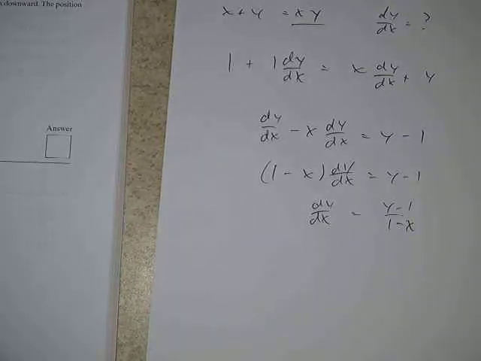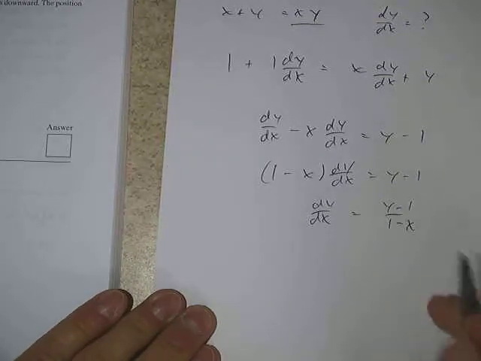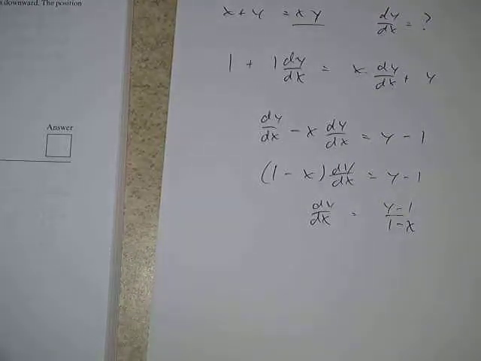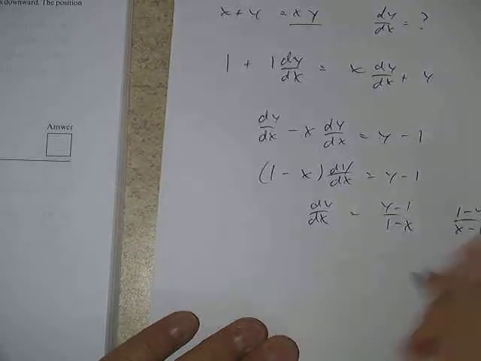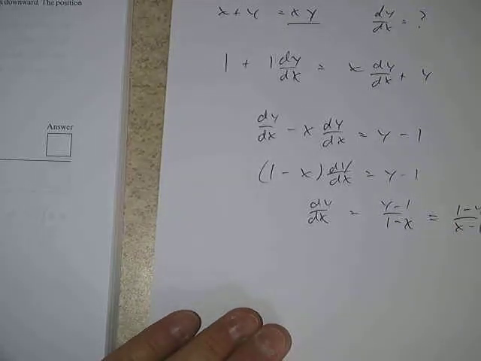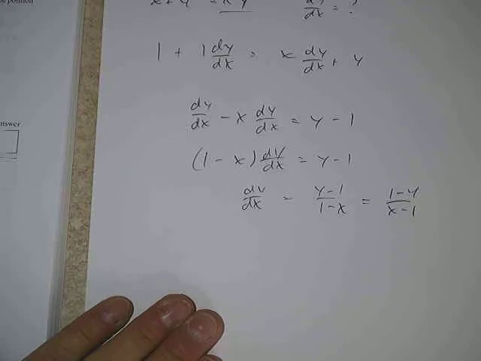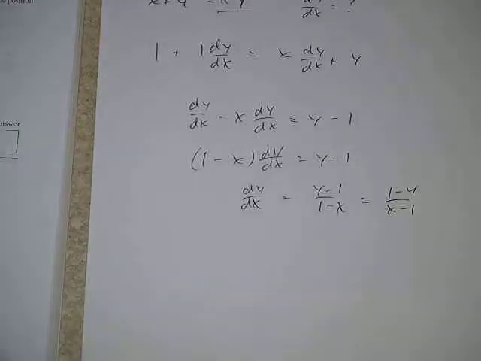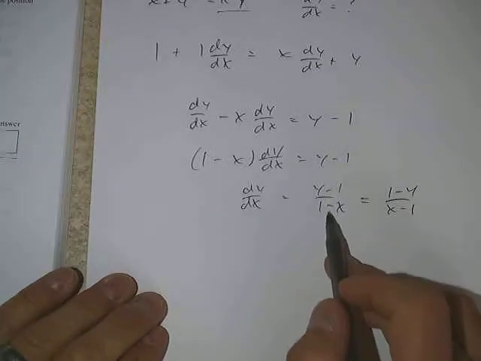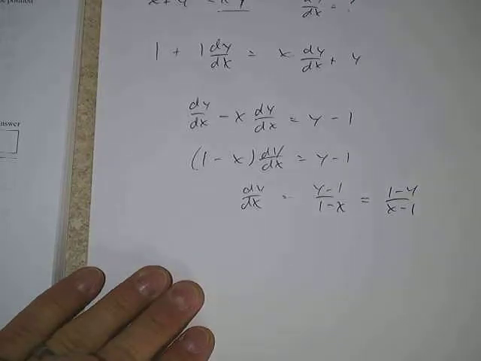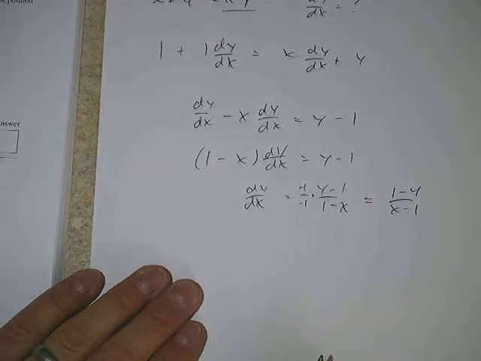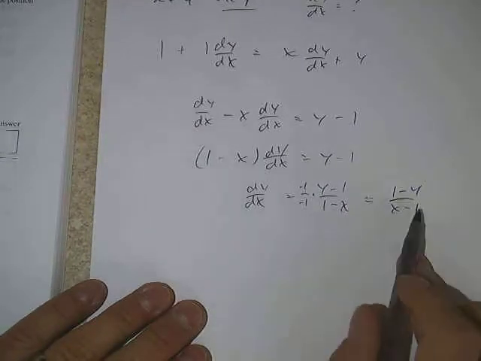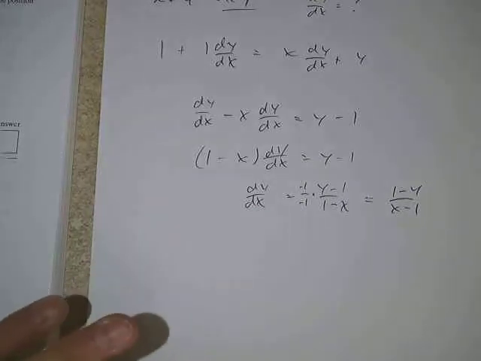Remember our strategy after we differentiate each piece with respect to x is to get the dy dx stuff on one side and the other stuff on the other. So we'd have dy dx over here minus x dy dx over here, and over here we'd have y minus 1. If we factor out a 1 minus x from our dy dx, we get dy dx equals y minus 1 over 1 minus x. Let's check our choices and see if that's an option. Do we have a y minus 1 over 1 minus x? Nope. So the other option is manipulating this, because we're pretty sure our work is right, so don't give up just because it's not there.